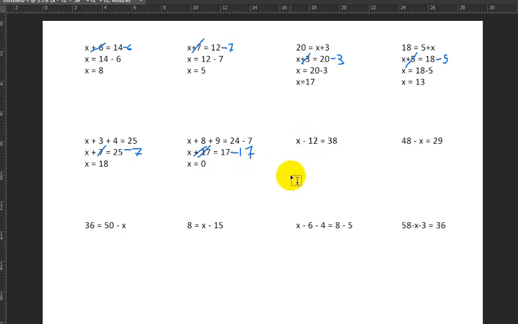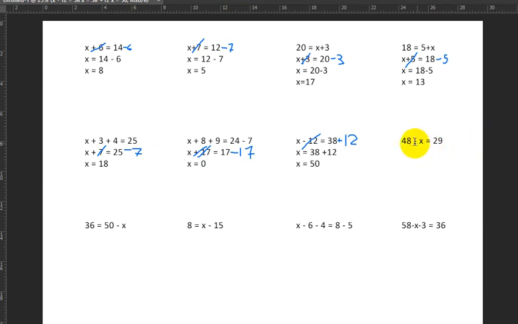So minus 12 plus 12 would leave just 0. It would leave nothing here. And then plus 12 would go to this side. So x would be equal to 38 plus 12. And that means that x is equal to 50, because 38 plus 12 makes 50.